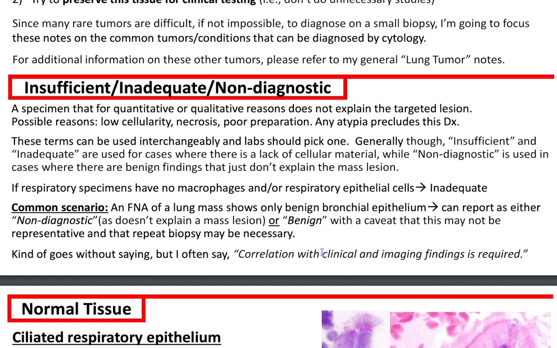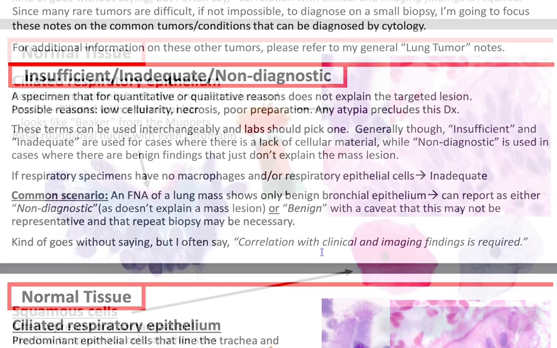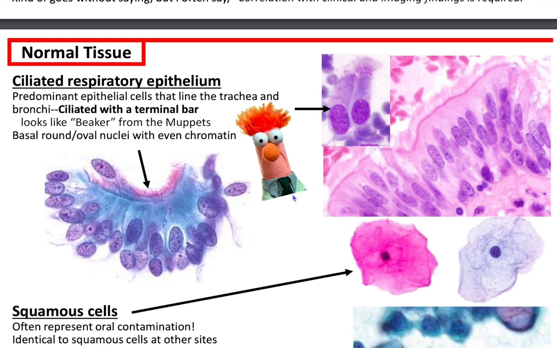You can report as either non-diagnostic and say it doesn't explain the mass lesion on radiology, or benign with a caveat in your diagnosis comment that this may not be representative and that repeat biopsy may be necessary. When in doubt, as a pathologist, always include that correlation with clinical and imaging findings is required. Let's talk about cytohistology.